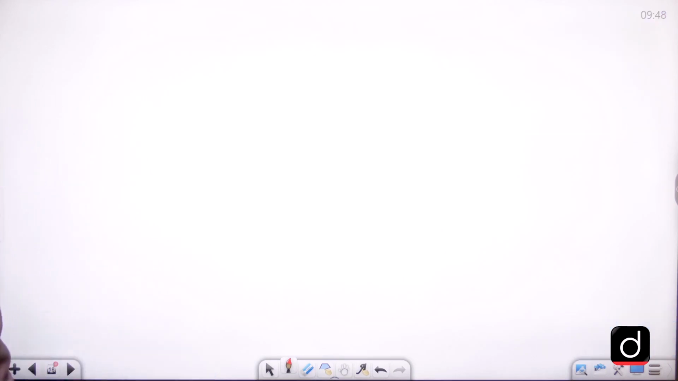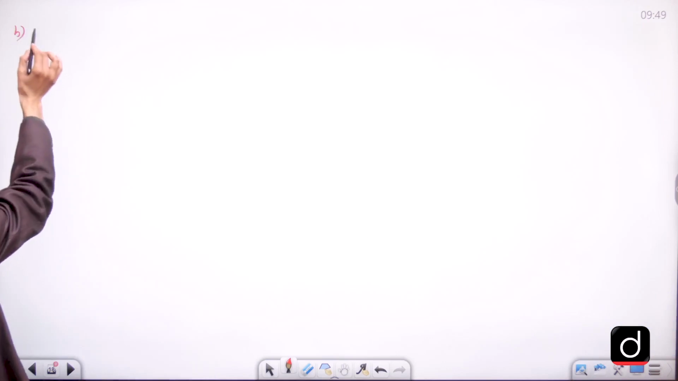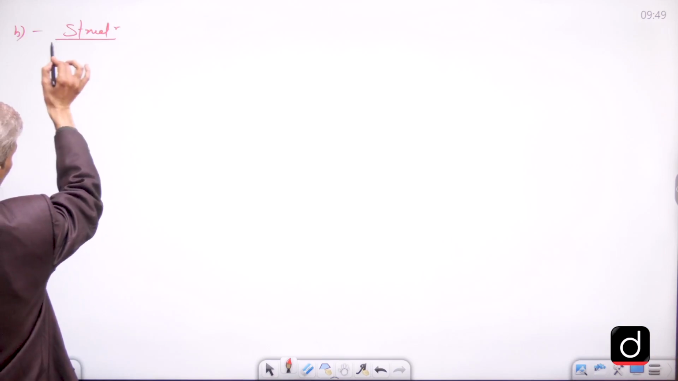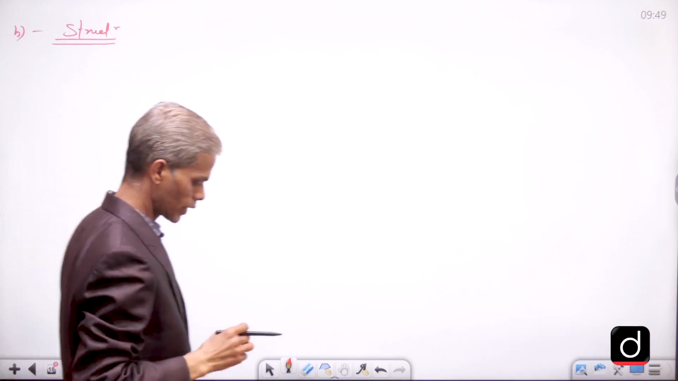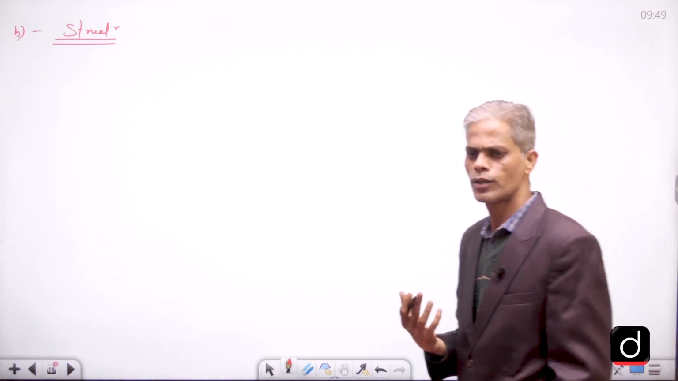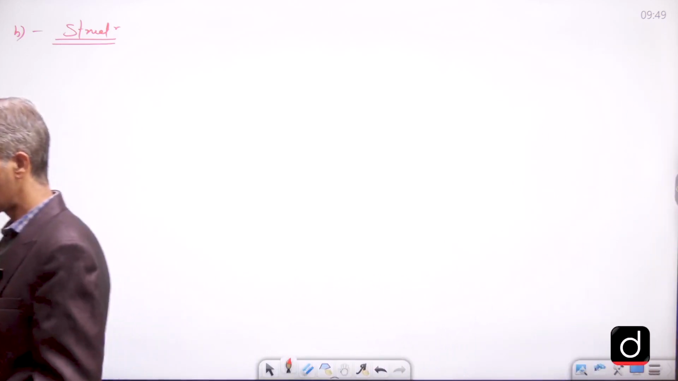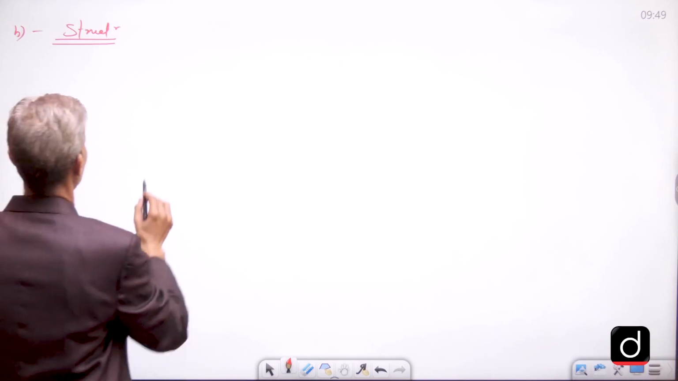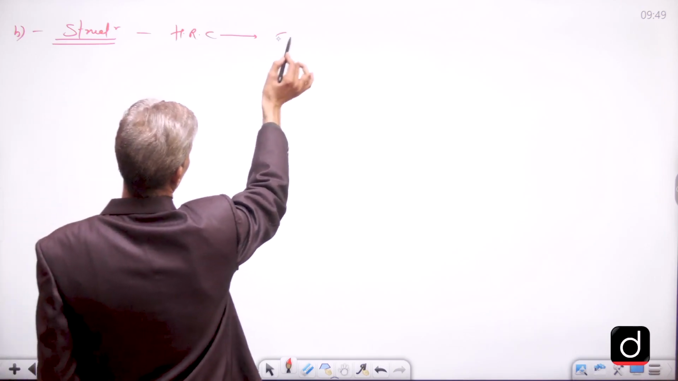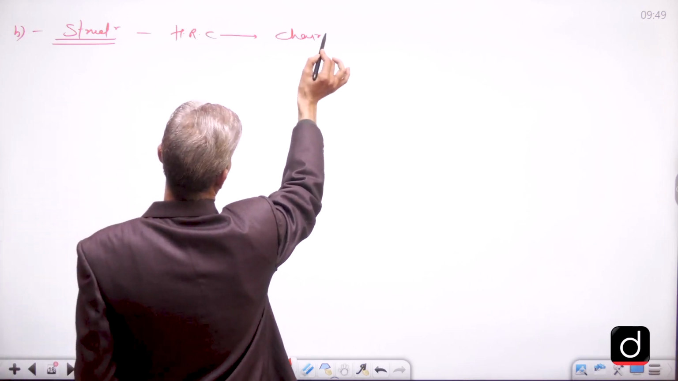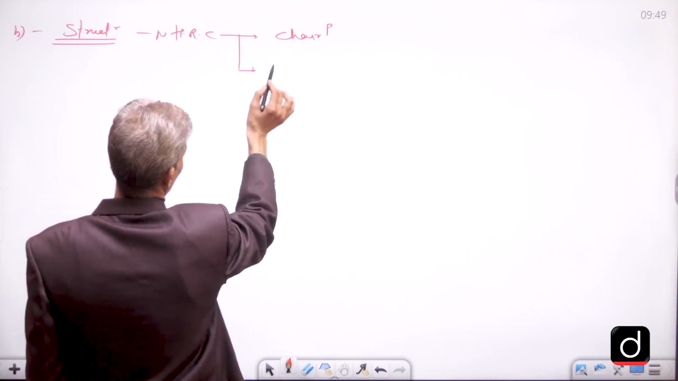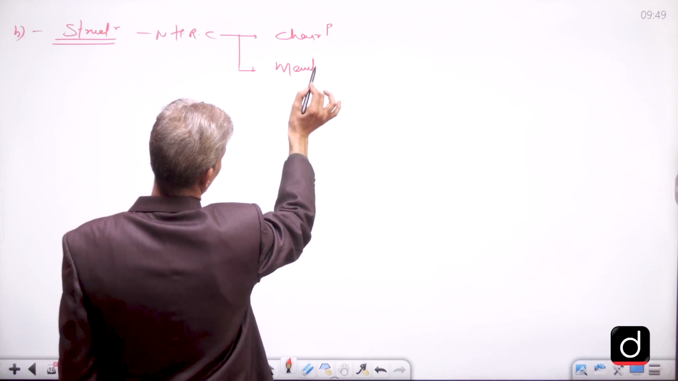That means point B, the second point in the answer, would be about the structure. If you know the structure, it's good. If you don't know the structure, then it might be a little problematic, but in general you can write. What can you write in general? That as far as any human rights commission is concerned, that commission will definitely have a chairperson. Even if we talk about the NHRC, it also has a chairperson. It is going to have some members.